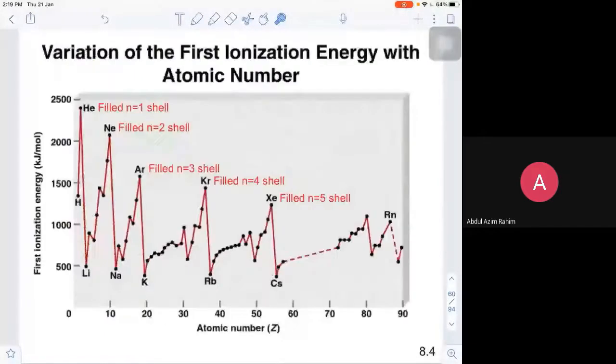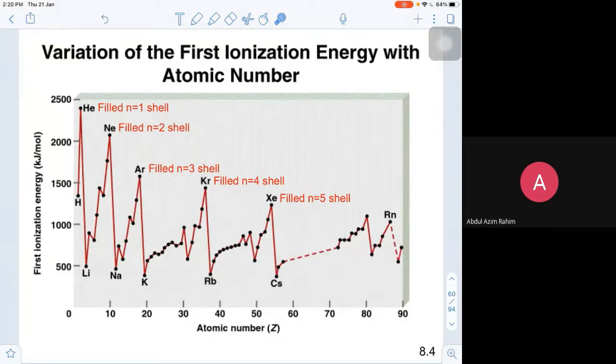So look at the figure. The first period, hydrogen and helium. We know that helium is smaller than hydrogen. Look at the first ionization energy. The first ionization energy of helium is higher than hydrogen. Look at lithium to neon. We know that the size decreases from lithium to neon. Then we observe that the first ionization energy increases from lithium to neon.